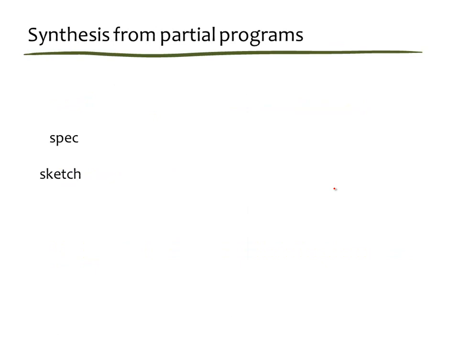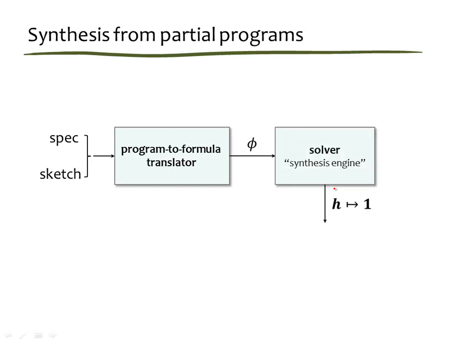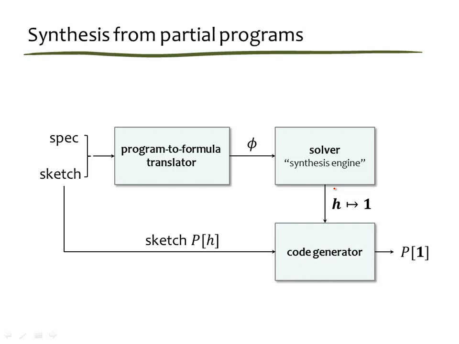So visually what happens, we'll take a spec and a sketch, run them through a translator to a logical formula that goes into a solver. You can call it a synthesis engine, which produces values of holes, right? So the question marks are lifted to some symbolic variables. One is a suitable value for our example, and then the code generator substitutes that value into that sketch, and you get the desired program.